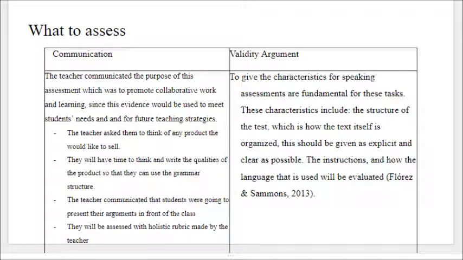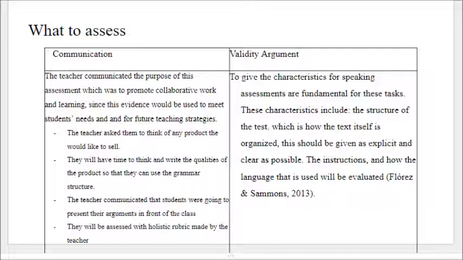In terms of communication, the teacher communicated the purpose of this assessment, which was to promote collaborative work and learning, since this evidence would be used to meet students' needs, and the results would be used for future teaching strategies and activities.